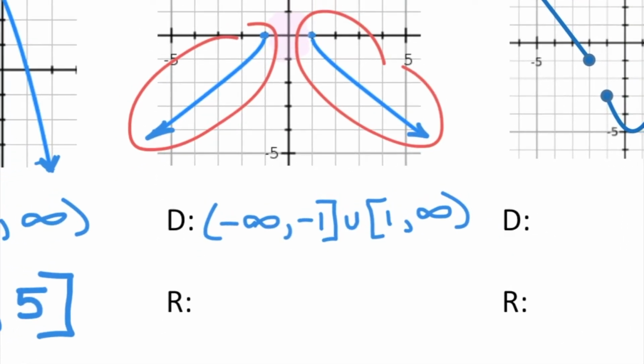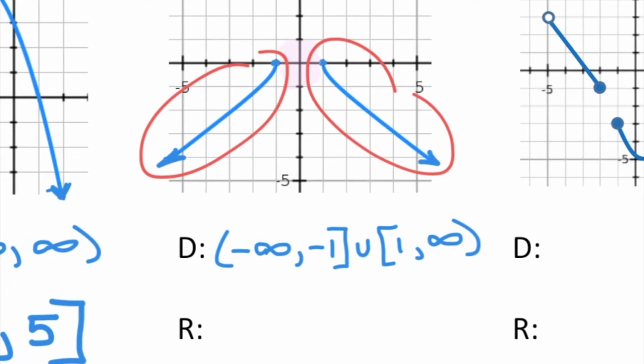Then the range is a little bit different, so I'm going to erase some of the scribblies that I put on the graph. I'm going to get rid of the red and maybe the pink. But the range is only going to be written as one segment.